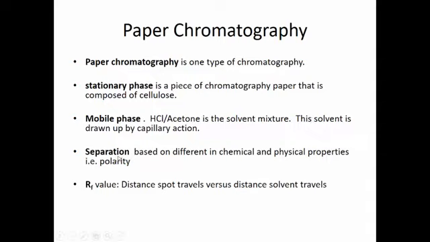And then you have the separation, which is in this case based on different chemical and physical properties. Sometimes it's polarity. And in this case, it might be hydrogen bonding. It just depends on what the compound is that you're trying to separate. And then we're also going to look at calculating the RF value, which is just a simple calculation where you measure how far the solvent travels, you measure how far the spot traveled, and then you take the quotient of the two, and that'll give you what's called the RF, or the retardation factor. And that's good for determining how well a compound adheres to your stationary phase.